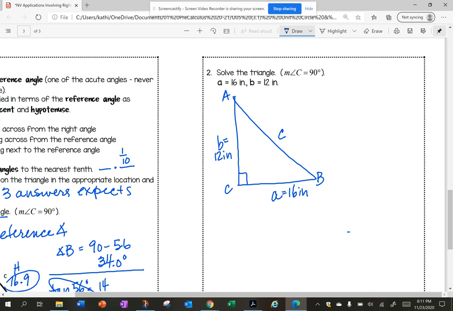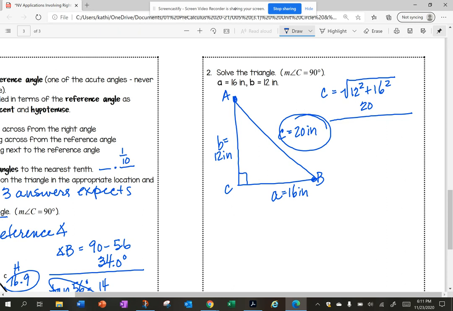So I can do anything first. It doesn't matter. So this time I have two sides first, so I'm going to solve for side C. So this is going to be 12 squared plus 16 squared, which is 20. And we usually draw lines in between to just separate our information. It does not matter. I can either solve for angle A or angle B. It does not matter.